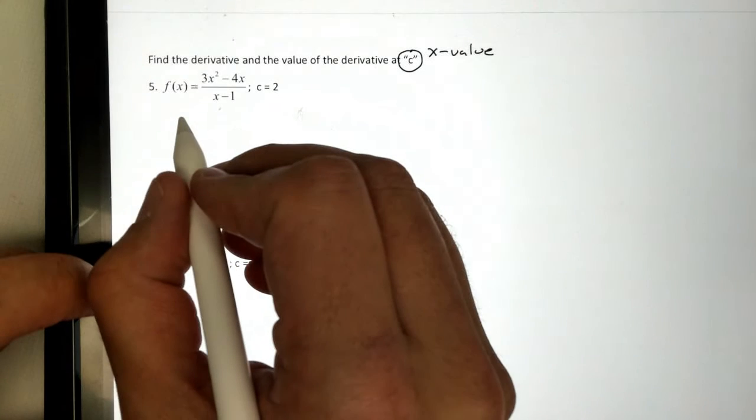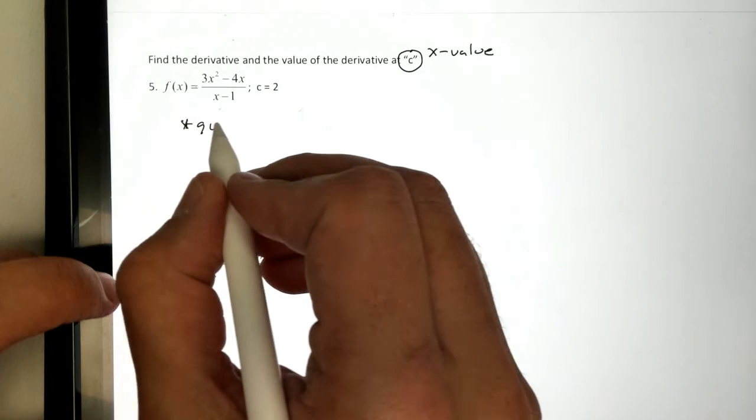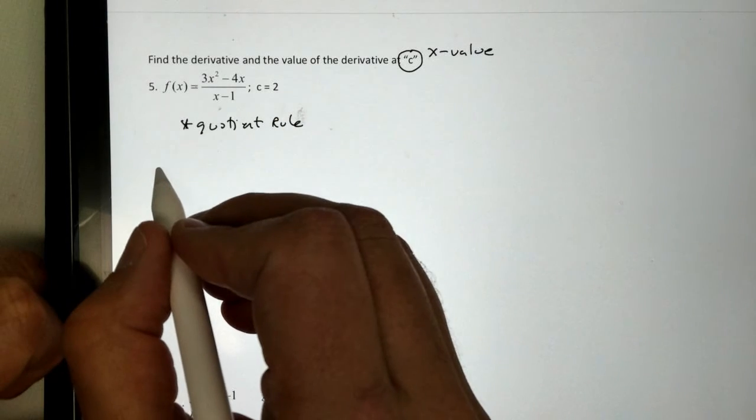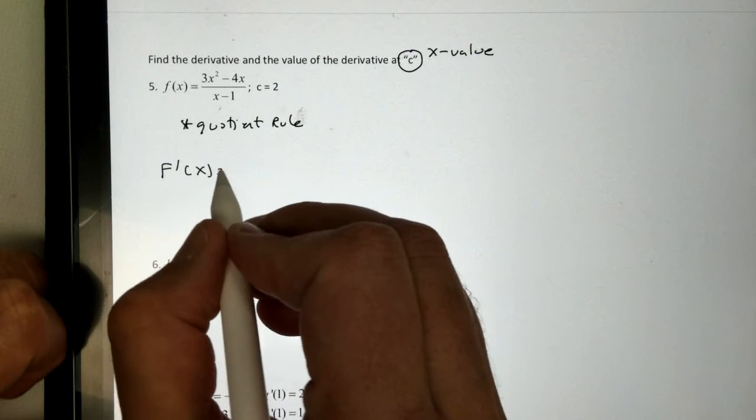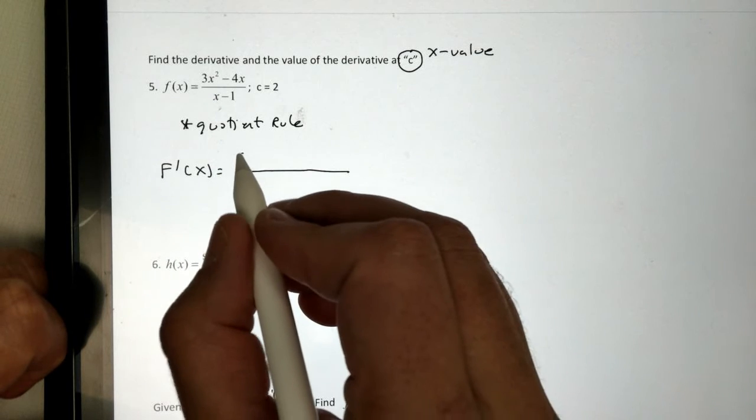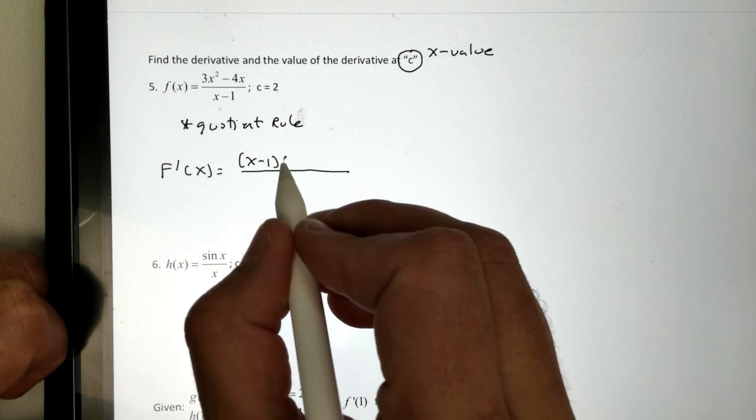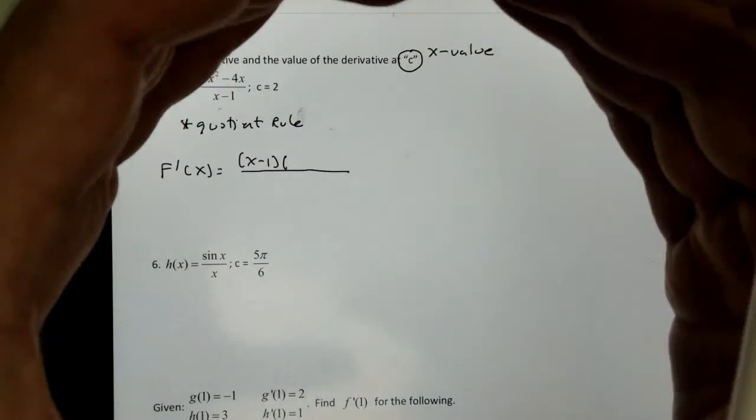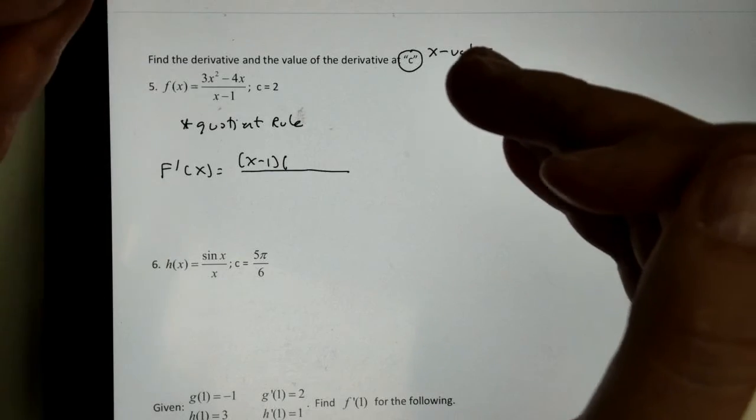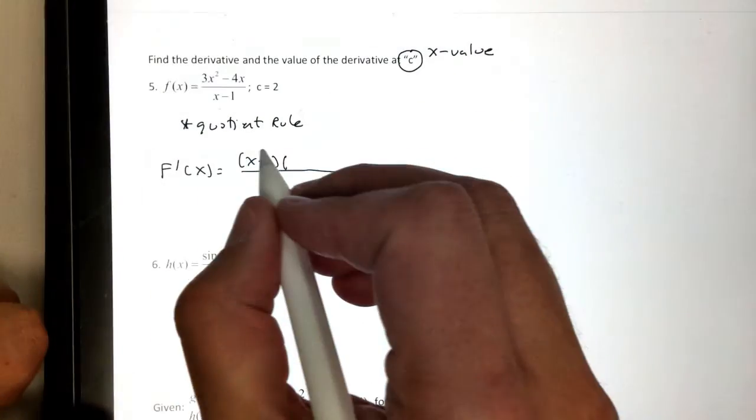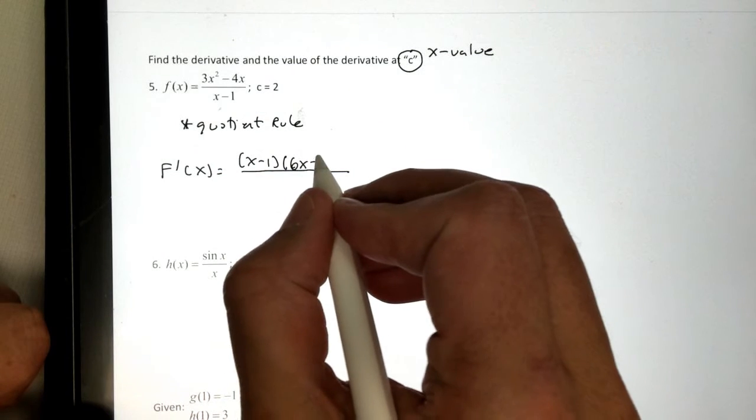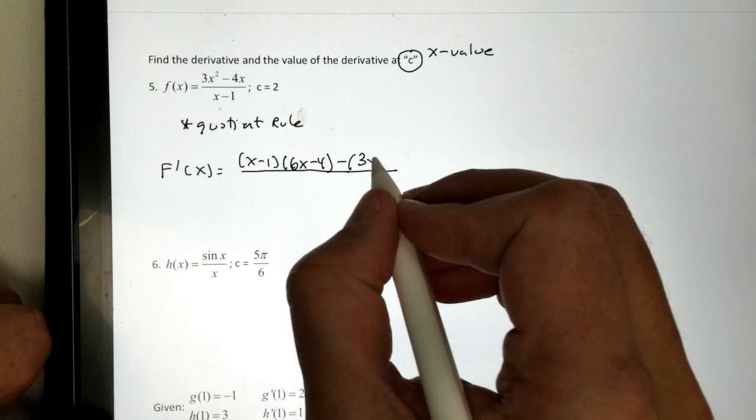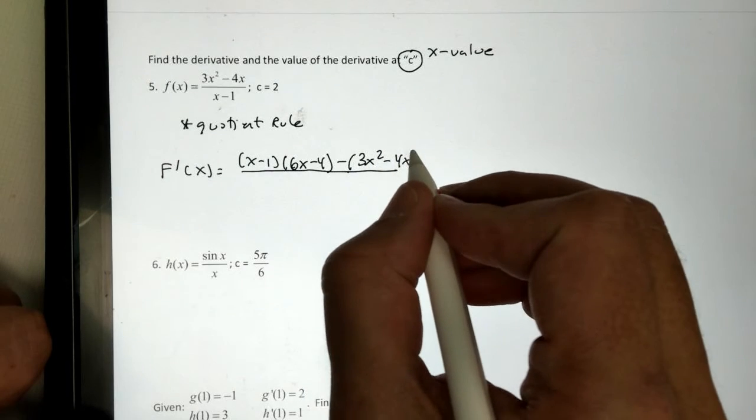We are dividing here, so this is telling me I have to use the quotient rule. When we take our derivative, f prime of x, my rule is simple: low d high. Be careful, use parentheses. Parentheses are like mathematical hugs. They just hug in the problem. Doesn't that make you feel better? Low d high, we get 6x minus 4, minus the top function high, 3x squared minus 4x, d low.